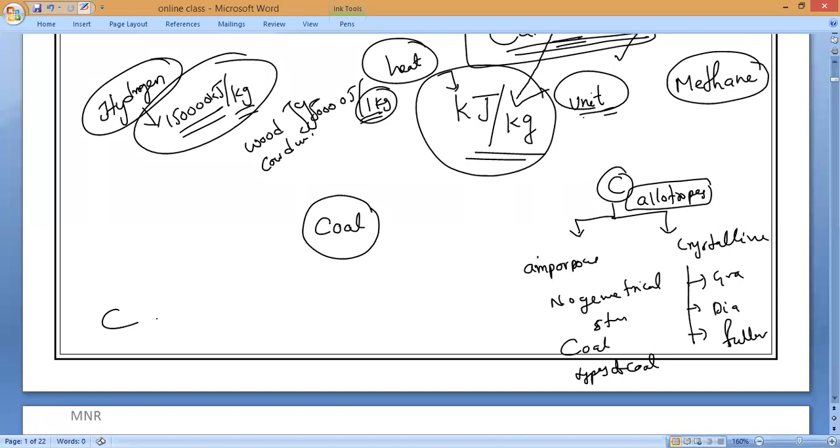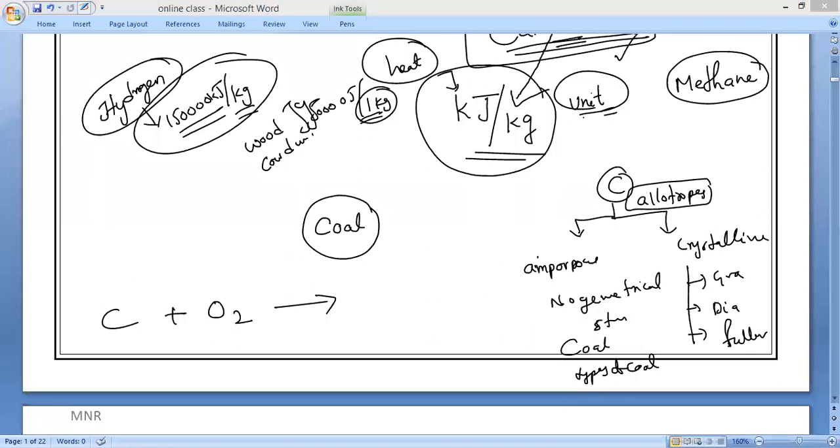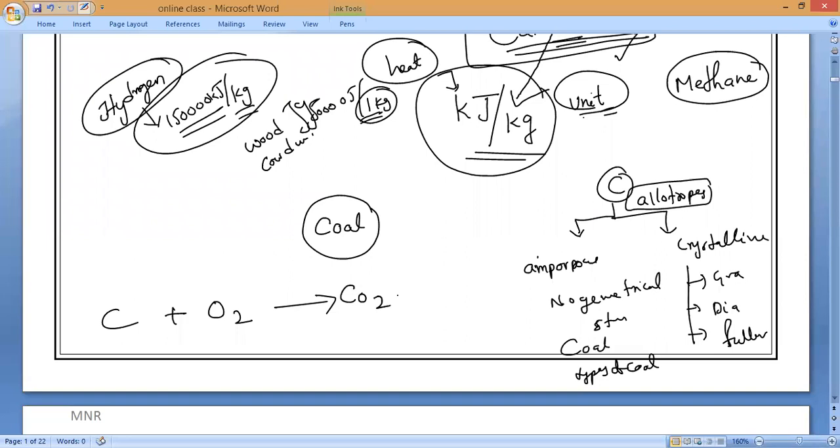Is it okay, everybody? If I burn the carbon in the presence of oxygen, what do they produce, guys? Anybody? Carbon dioxide, plus they will produce a huge amount of heat as well as light. So that is what will happen.